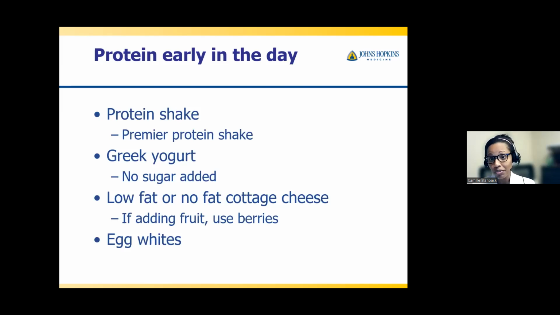Fruit is a culprit for blood sugar or elevation in blood sugars. So if one prefers to use fruit, berries have the lower glycemic index. And then egg whites are another good source of protein.